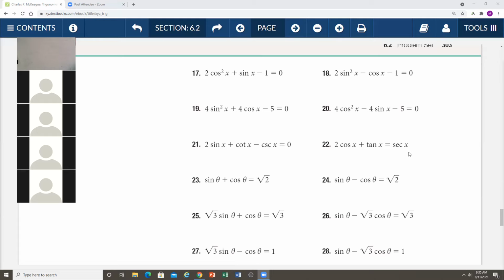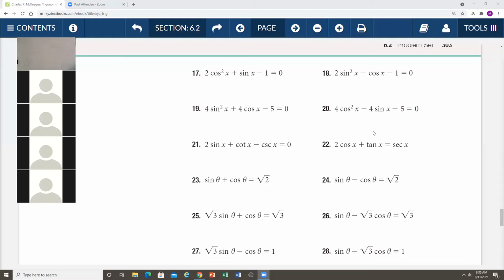Number 22 here. Got a question for you. Everybody look at number 22. 2 times the cosine of x plus the tangent of x is equal to the secant of x. Tangent is sine x over cosine x. Secant x is 1 over cosine x. What would we multiply both sides of this equation by, ladies and gentlemen, to get rid of our fractions of sine x over cosine x and 1 over cosine x? Cosine x. You would multiply both sides of this equation by cosine x to get you moving in the right direction. All right. That's a common trick we've already seen this morning.